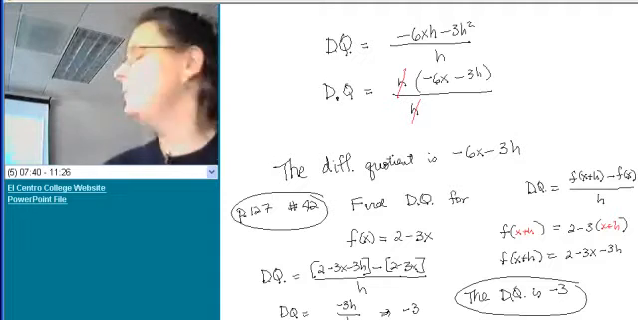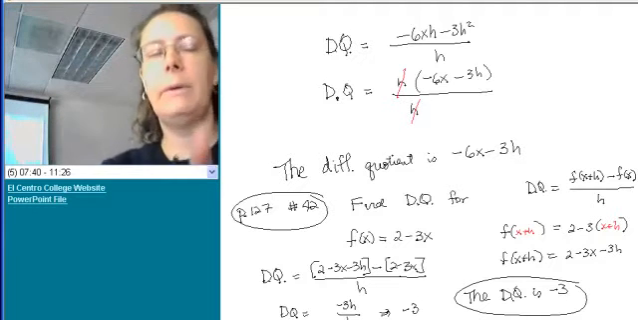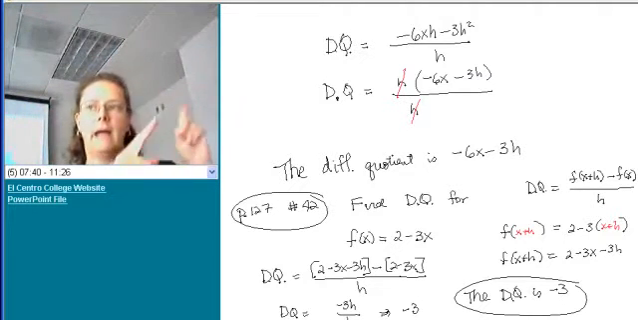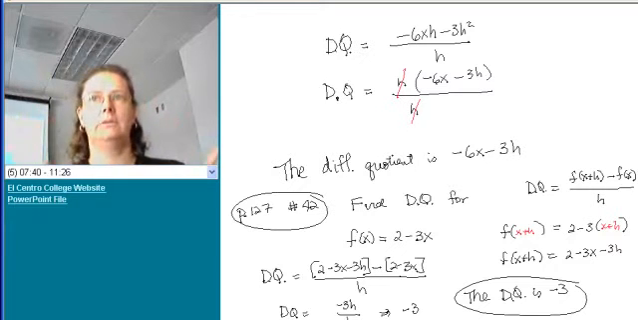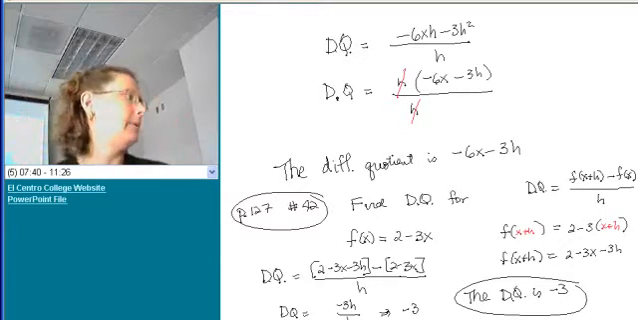All right, so where are we going from here then? Okay, now what we've got to do is tie average rate of change to difference quotient. I'm going to show you how that's going to happen.